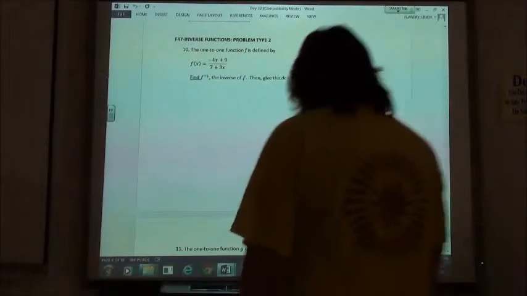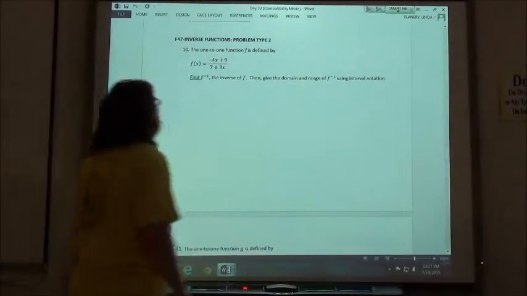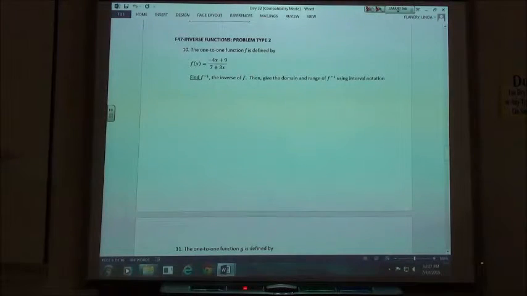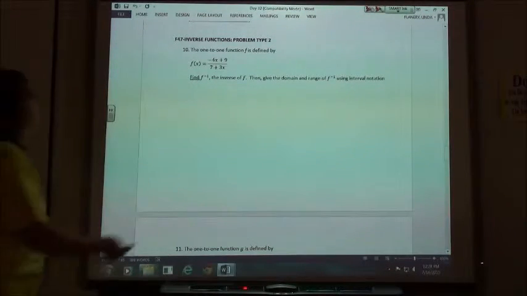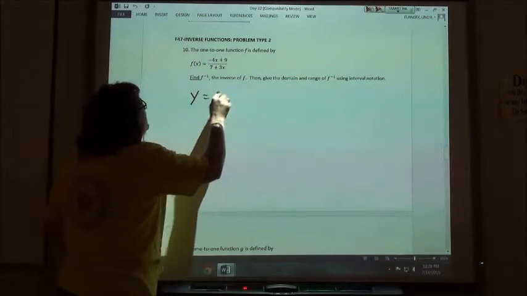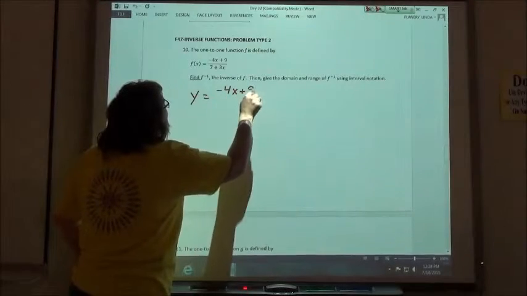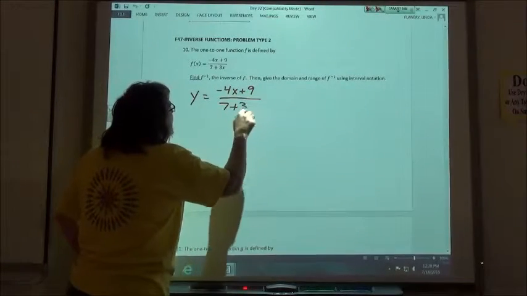All right, so inverse function problem type 2. I like to switch my x and my y right away at the beginning. For some reason on this one, the Alex explanation solves it for x and then switches the x and the y at the end. Either way works. But I would say, okay, y equals negative 4x plus 9 over 7 plus 3x.